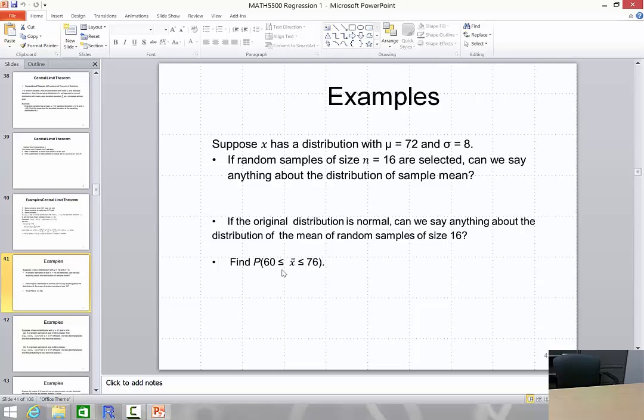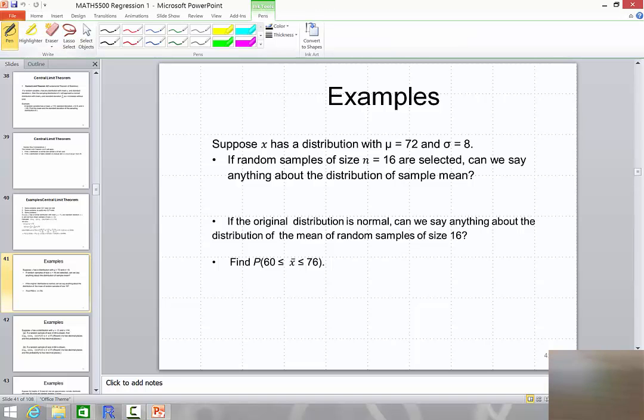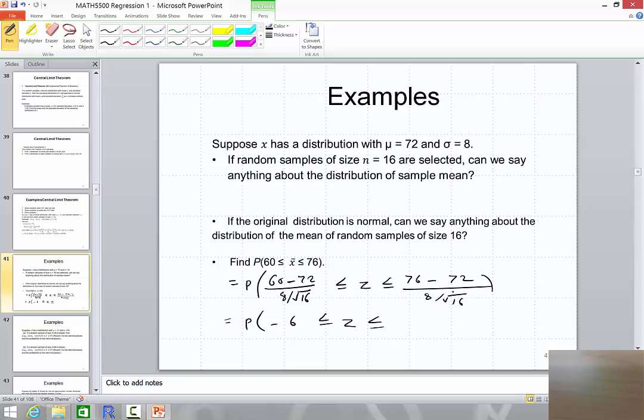How did you do this problem at that time? We discussed this in the previous video. This is the probability: 60, subtract the mean, which is 72, divide by the standard deviation, sigma is 8, divided by the square root of n, where the sample size n is 16. This becomes Z. And then 76, subtract the mean, divide by the standard deviation. So this is -6, and this becomes 2.